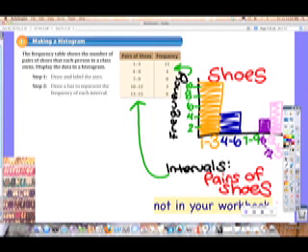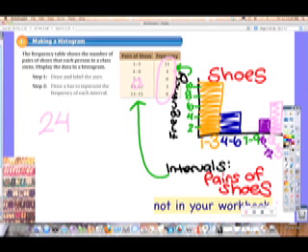All right, I have a stretch question for you. How many people did they talk to in this survey about shoes? Somebody have a plan? Michaela, how would you figure out how many people they talked to about shoes? 24? Joel, how did you get 24? Good work. Add up those counts, how many people they talked to.